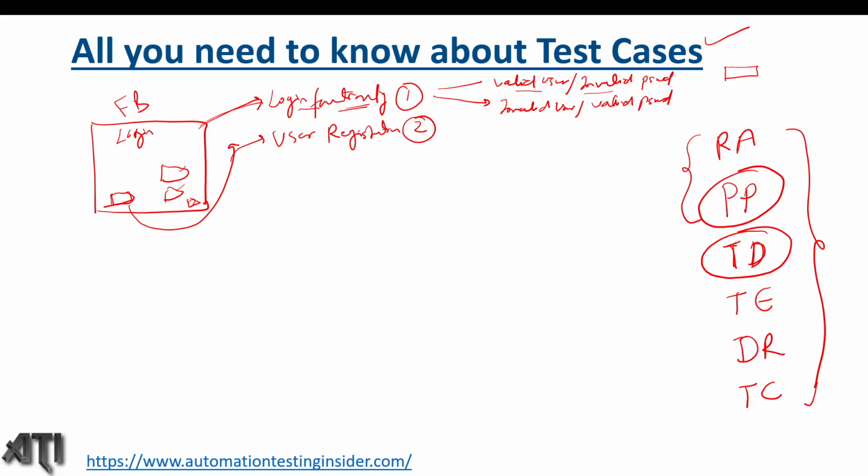What is the third test case, right? Let's say we have an already registered user, so valid user and valid password. So this is a positive scenario. Okay, positive test case. So these two are negative ones, and this is a positive test case, right? So we derive the test cases from the test scenario.